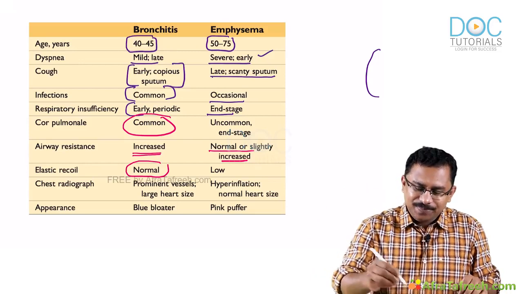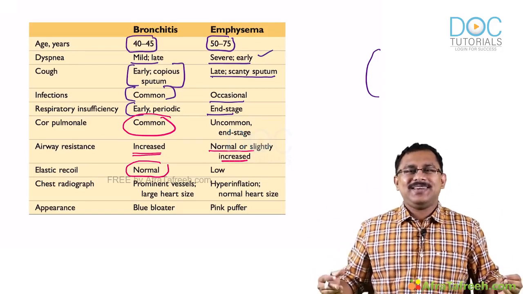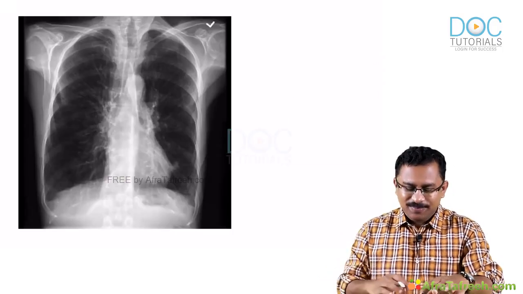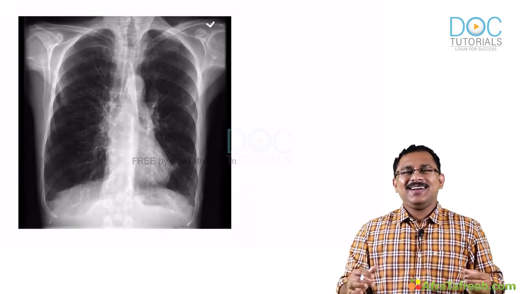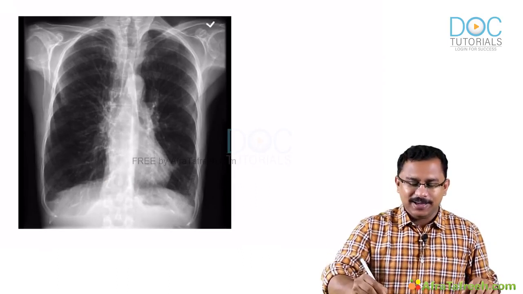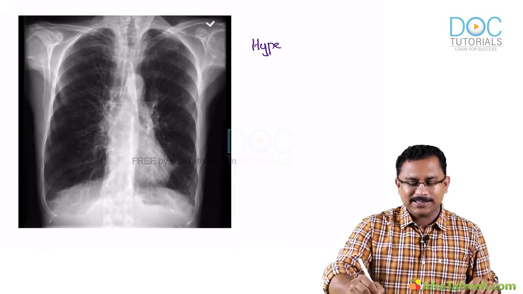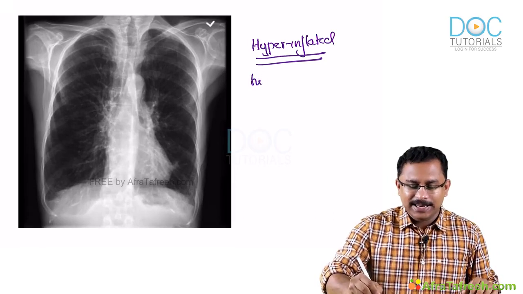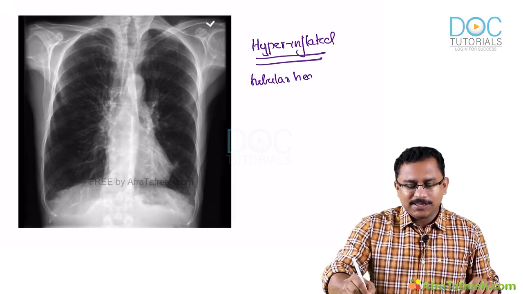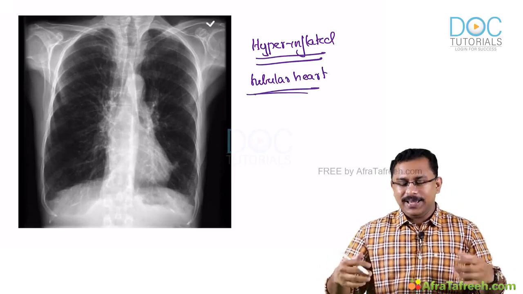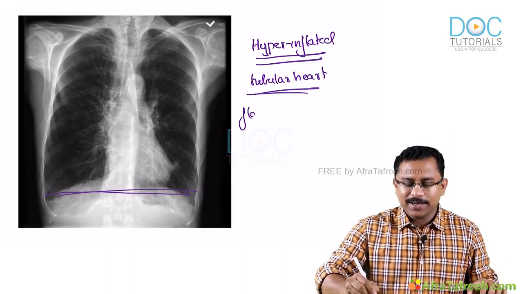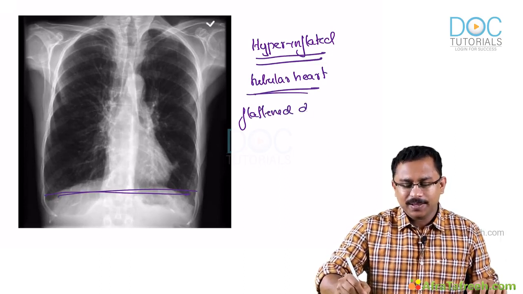And chest X-ray, the hyperinflation is prominent, because I am sure that you very well know that the X-ray of a patient with a typical emphysema is that of a hyperinflated chest. Okay, this is a hyperinflated chest, and you can see the heart is again slightly a tubular heart, and because the chest is hyperinflated, you can see the dome of the diaphragm is slightly flattened. So you will get a flattened dome of diaphragm.